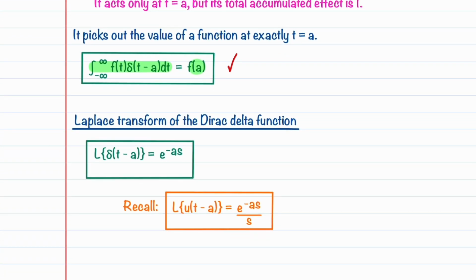Using this shifting property, the Laplace transform of the delta function turns out to be equal to e to the minus as. Unlike the Laplace transform of the unit step function, there is no 1 over s in the denominator. That's because the delta function acts instantaneously.